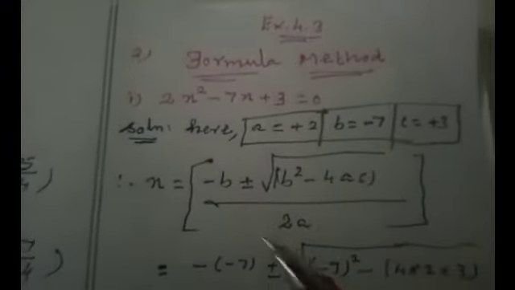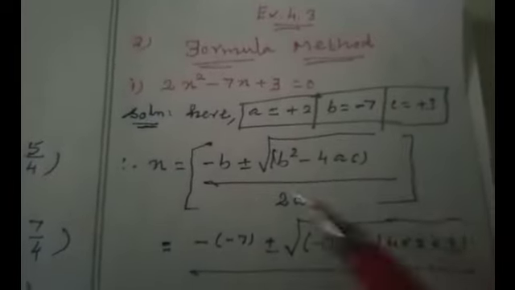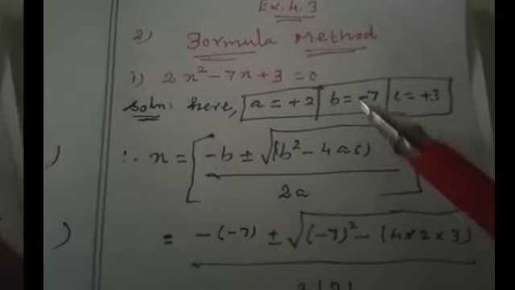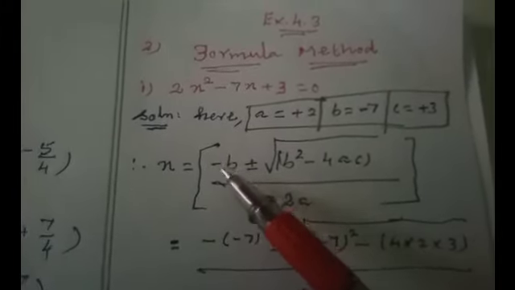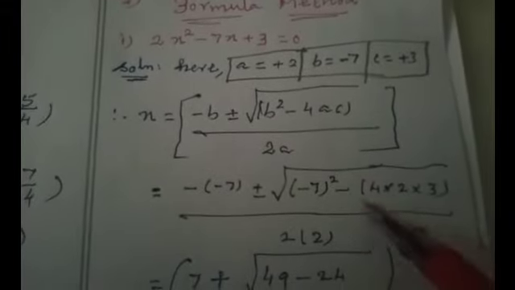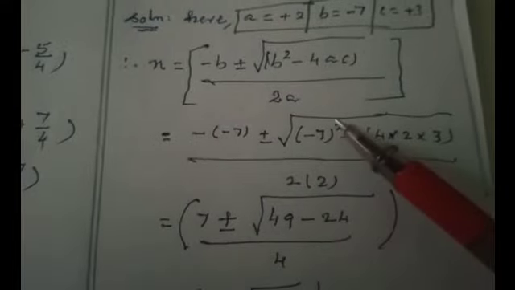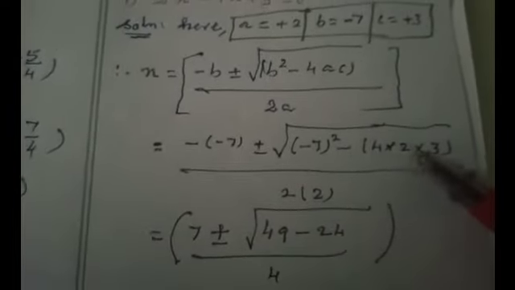Now we have to substitute in the formula. The formula, we know, is x is equal to minus b plus or minus square root of b square minus 4ac divided by 2a. Already in the formula we have minus, so minus of minus 7 plus or minus square root of minus 7 the whole square minus 4 into a, which is plus 2, and c, which is plus 3. Minus into minus will be plus 7 plus or minus square root of 49 minus 2 4s are 8, 8 into 3 will be 24. By subtraction we will get square root of 25.